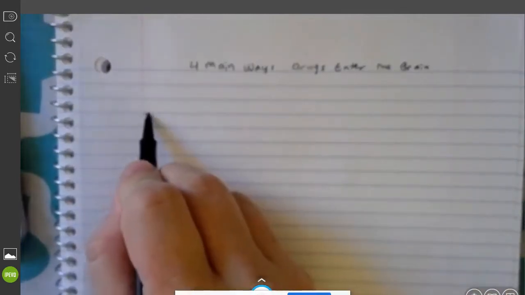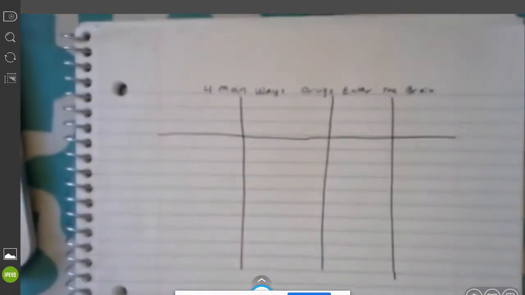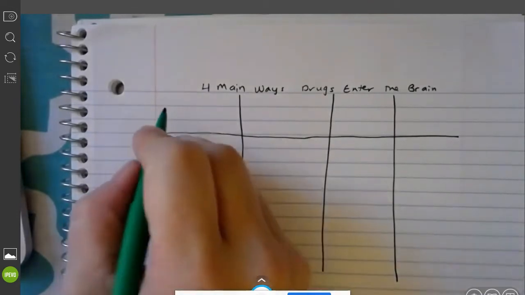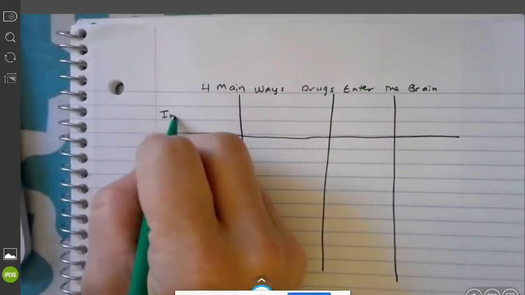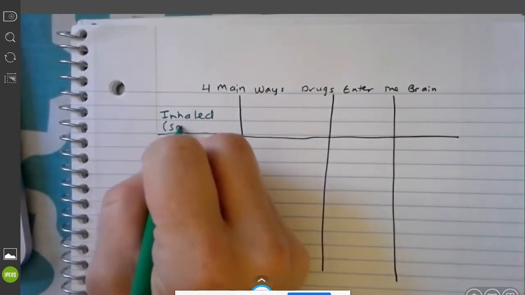So the 4 main ways are going to be written in table form. So maybe go down about 3 lines and draw the best horizontal line you can, and then divide it into 4 sections. All right. My first route of entry is the one that gets to your brain the fastest. The scientific name for that would be inhaled, but in parentheses, I'll just put what we call it. That's something that is smoked.